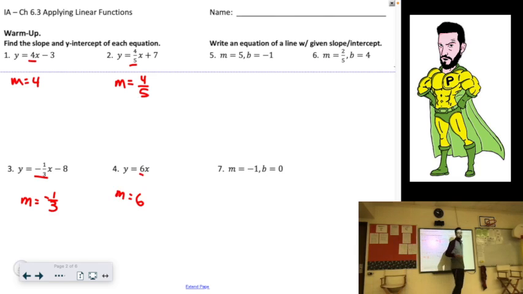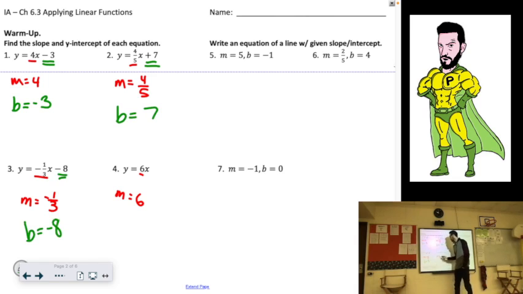Now the y-intercept is the number dangling at the end. It's a constant. It's just a plus or minus almost always at the end. Sometimes they'll put it in front if they're being silly. But it's the number without the x. So on number 1, we have b equals -3. b is our y-intercept. Number 2, b is 7. Number 3, the b is -8. And number 4, oh dear, there's nothing back there, which means b equals 0.